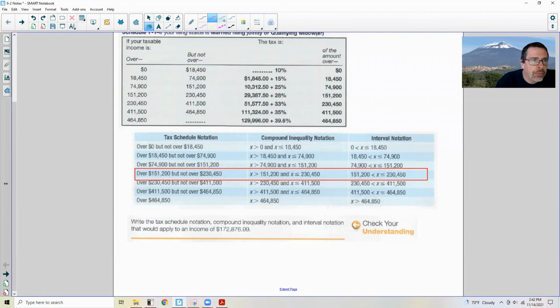Okay, so that would mean the answer was our inequality notation. Well, I should first start with write the tax schedule notation, and that would be over $151,200, but not over $230,450. The compound inequality notation would be X is greater than 151,200 and X is less than or equal to 230,450. And finally, interval notation would be 151,200 is less than X is less than or equal to $230,450. So it's just this one row, which is the tax bracket. Okay.